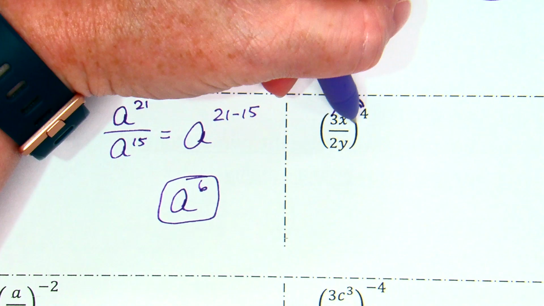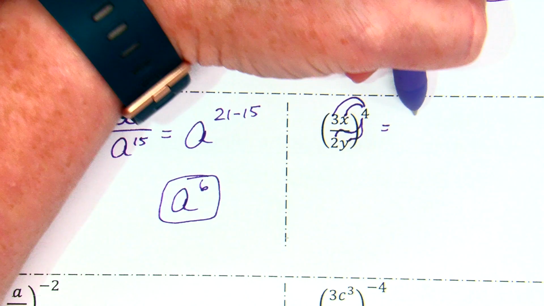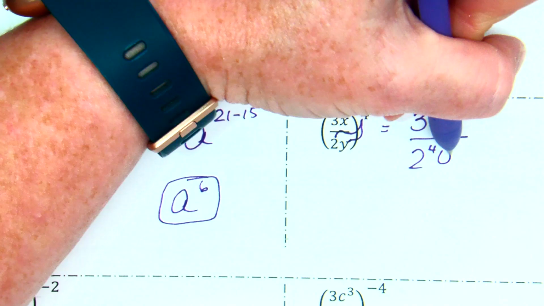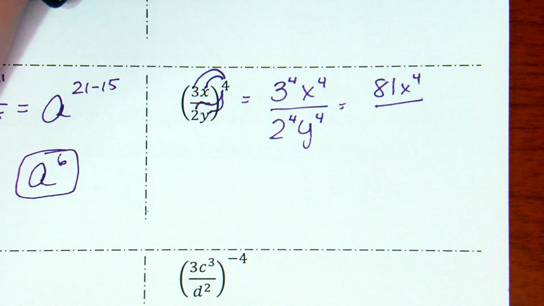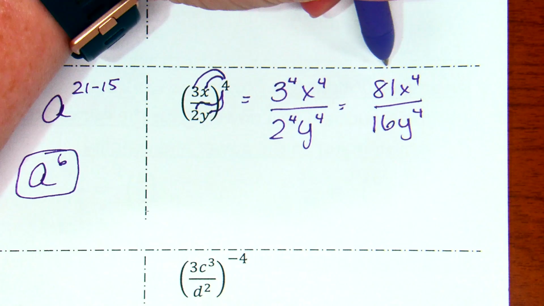So if you want to, you can write it as 3 to the 4th, x to the 4th, over 2 to the 4th, y to the 4th. So you have to remember that it goes on everything inside those parentheses, each factor. You're going to grab the calculators probably to do the math. 3 to the 4th, 81, x to the 4th, over 2 to the 4th, 16, y to the 4th.